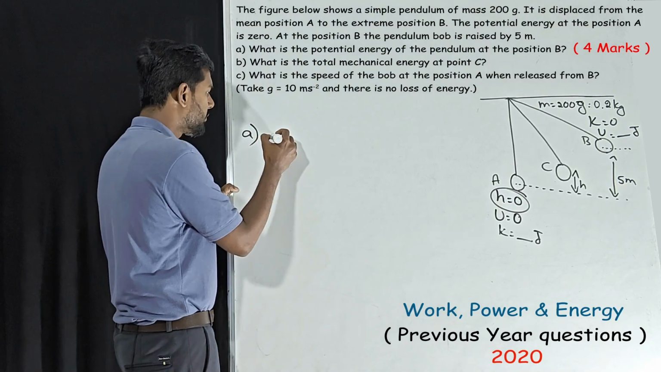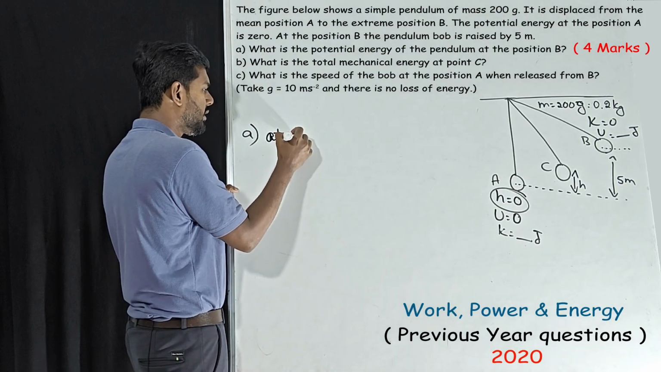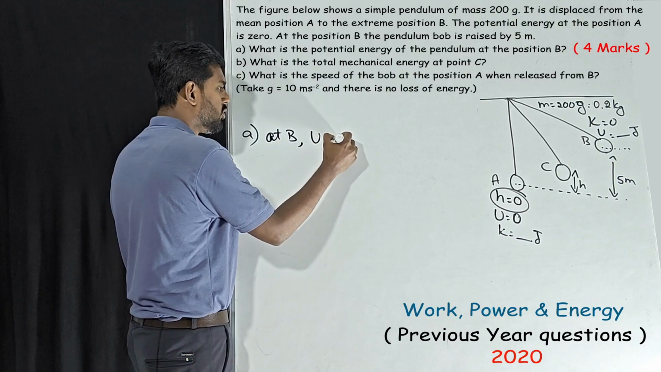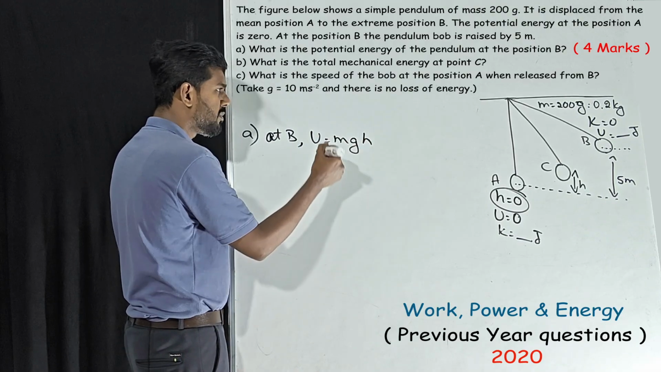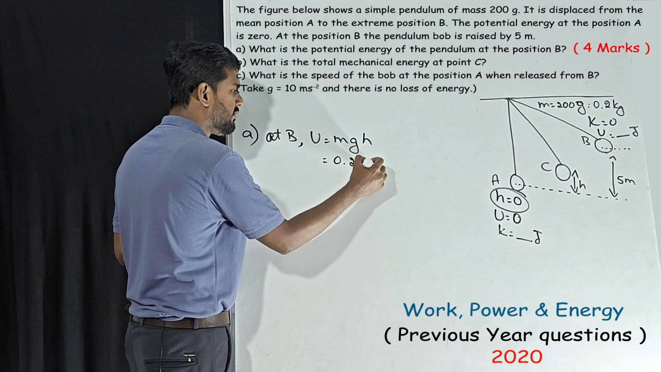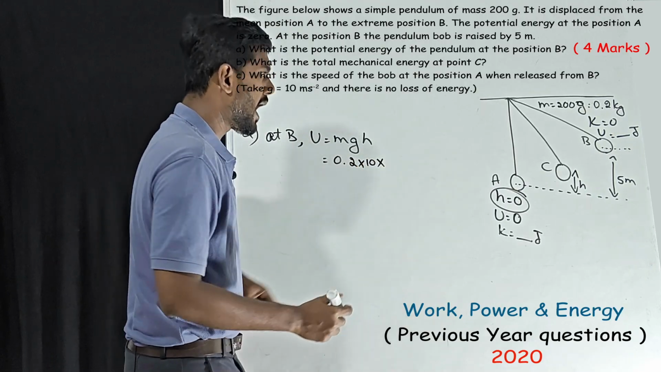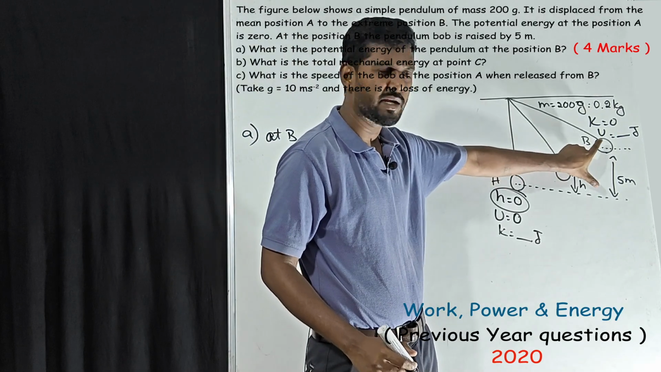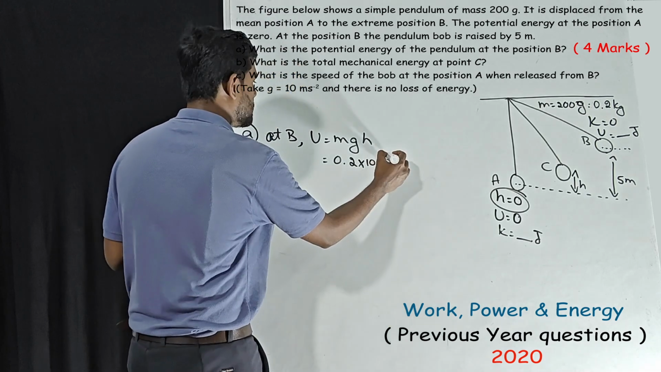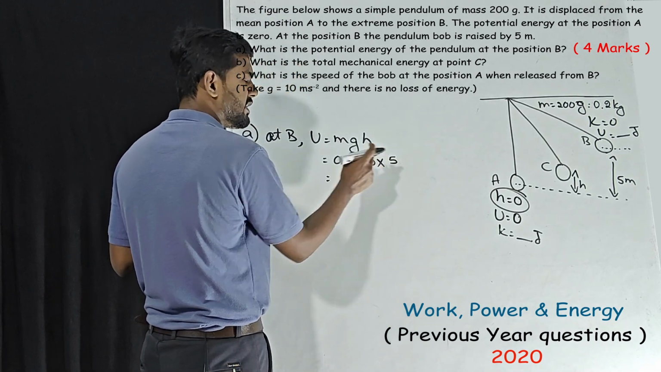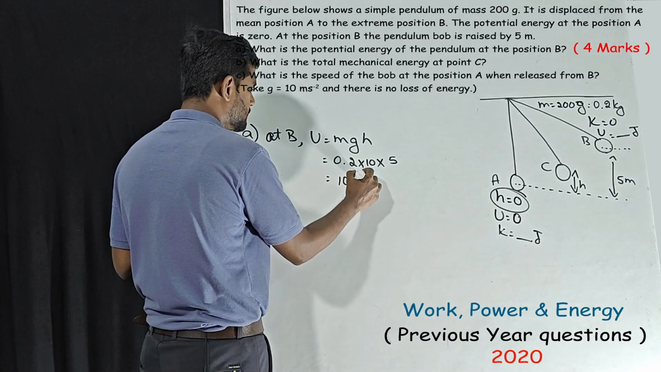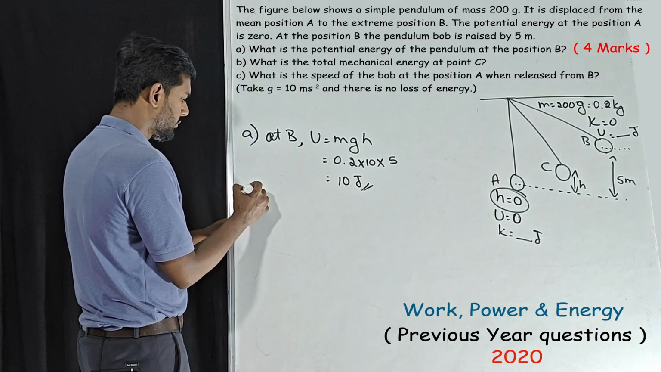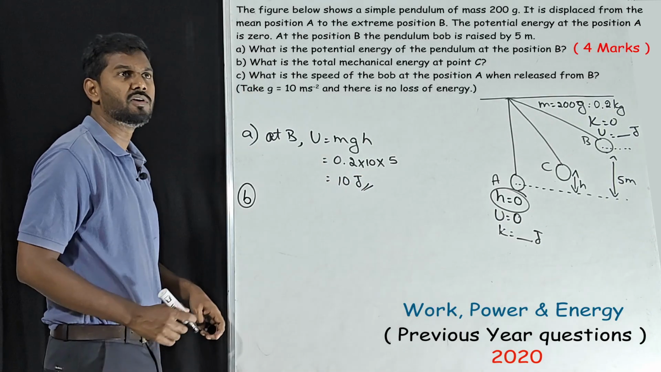So we need to find the potential energy at B. At B, U is equal to mgh. What is m? Mass of the bob, that is 0.2, g is given as 10, height at extreme position B is given as 5 meter. So 10 times 5 is 50, 50 into 0.2 is 10 joules. Done. We'll go for sub question B.